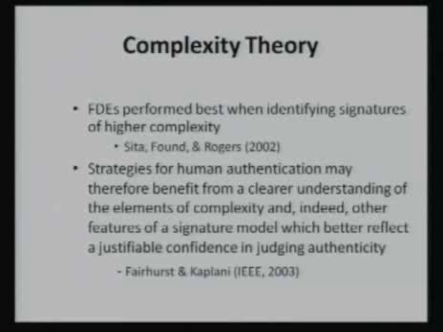Fairhurst and Kaplani, they are engineers, members of IEEE, of which Dr. Cam is the president, said that if you have complexity, strategies for human authentication may benefit from a clearer understanding of the elements of complexity, and indeed features of a signature model which better reflect a justifiable confidence in judging authenticity. They were working on what's called online signature verification. Someone writes a signature and it's being measured as the person writes. So the more complex it is, the better chance of establishing authenticity.